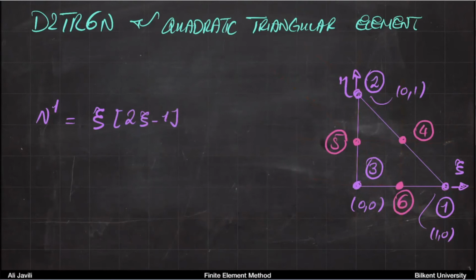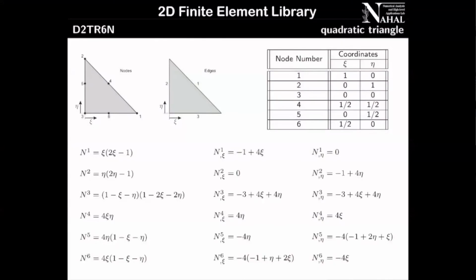And you can similarly write N2 and N3. And I don't know, N4, for instance, would be 4 times xi times eta. And you can similarly write N5 and N6. And then again, I have prepared this slide for you. So you have them here, basically. So this is N1, N2, N3, N4, N5, and N6.